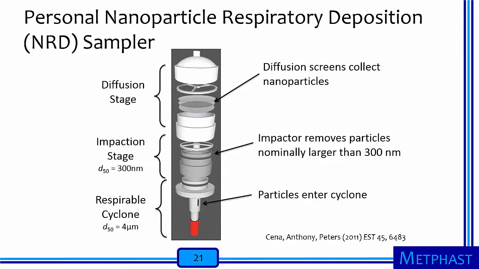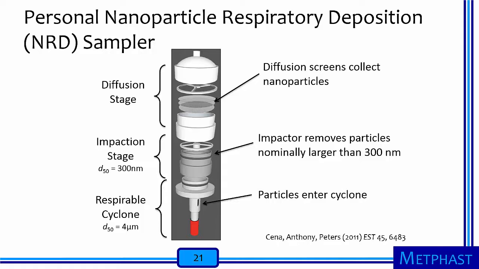In my laboratory, we have used a combination of inertial devices and diffusion screens to develop what we call the Personal Nanoparticle Respiratory Deposition Sampler, or NRD sampler. The motivation for this work was to measure nanoparticle exposures separately from larger particles in a workplace, because sometimes nanoparticles have more biological activity than other airborne particles, even if they're made from the same material.